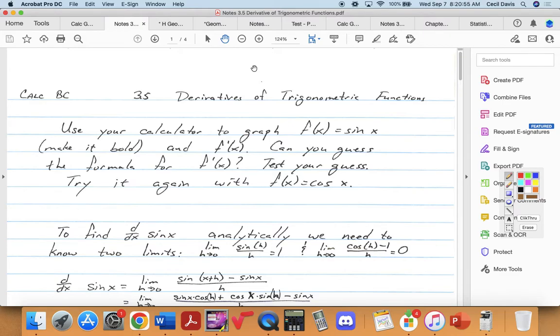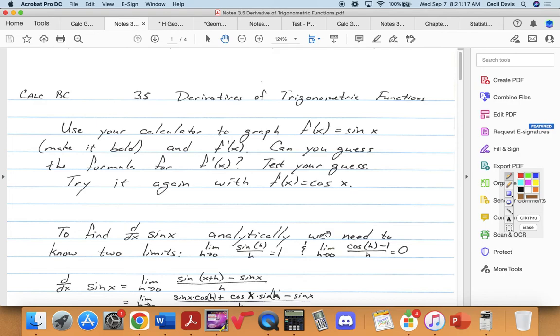So this is on derivatives of trig functions. Okay, we've done a lot with polynomials. We've done some with roots. We haven't done exponentials or logarithms yet. We will. That's coming, but not in this unit. So today we're adding on the derivatives of trig functions.